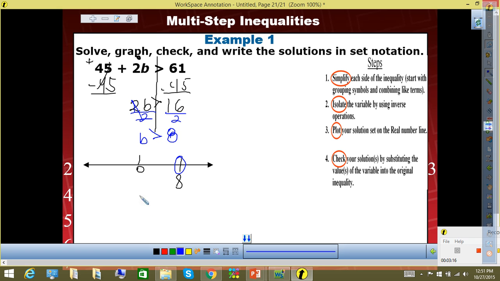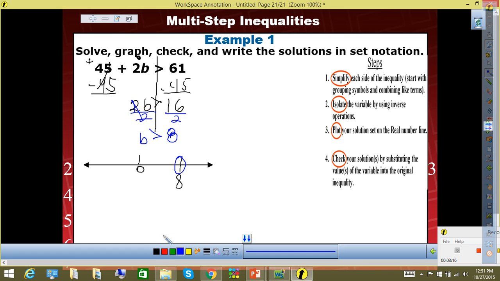What does it mean? It's not what? Who can elaborate a little bit more? Jonathan. It's not part of the solution. That's why they exclude the 8. Does everybody see that? That's why they leave it open.